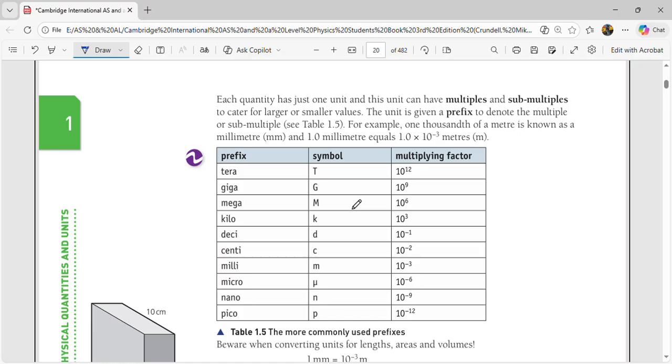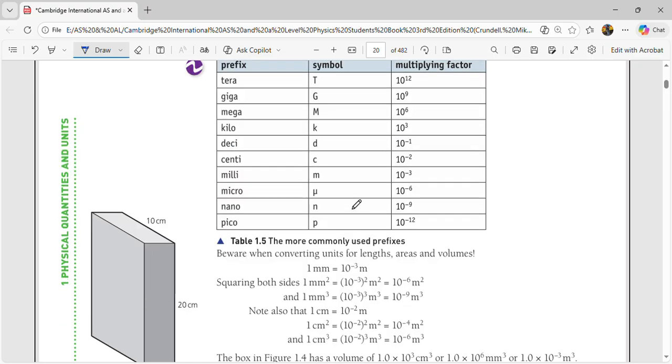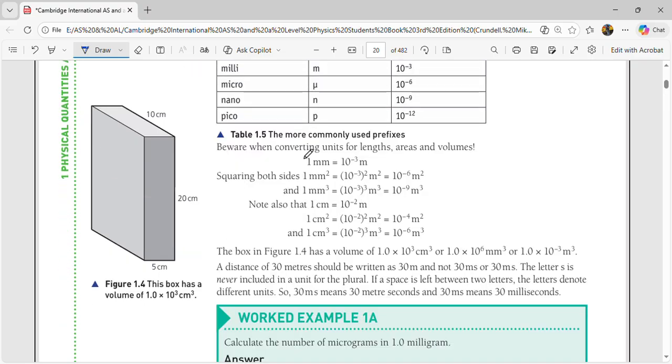For example, 1 millimeter is equal to 1/1000th of a meter. Like 1 millimeter is equal to 1 out of 1000 meters. That is to say, 1 meter is 1000 millimeters.